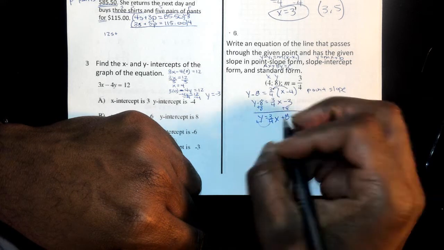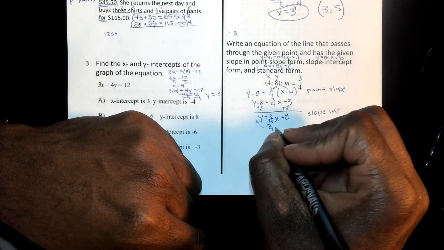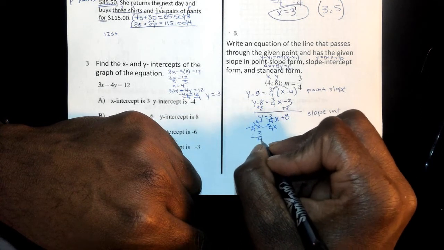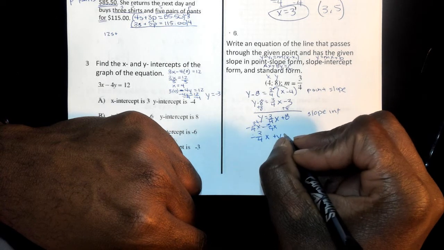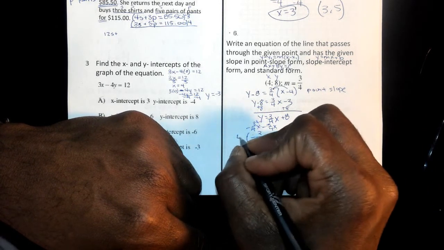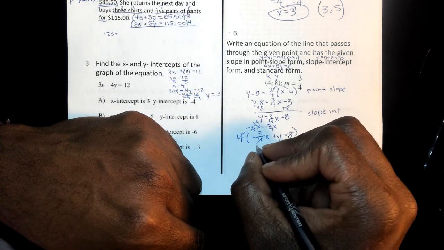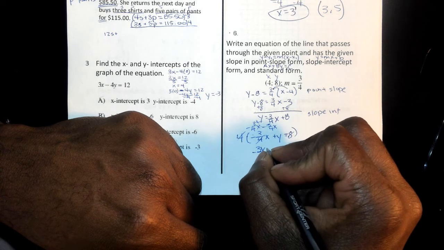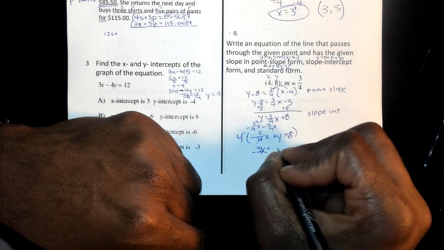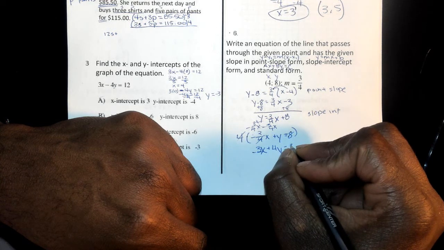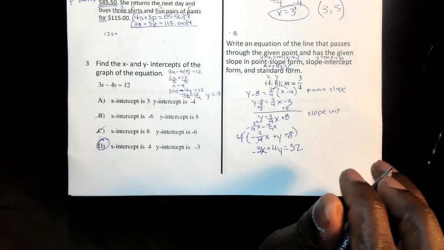And so we need to move this back to the other side. So you subtract 3/4 x. Get negative 3/4 x plus y equals 8. And to be in standard form, you can't have a fraction, so we're going to multiply this whole thing by 4. Cancels out that fraction, so you're left with negative 3x plus 4y equals 32. Questions? Let me know.